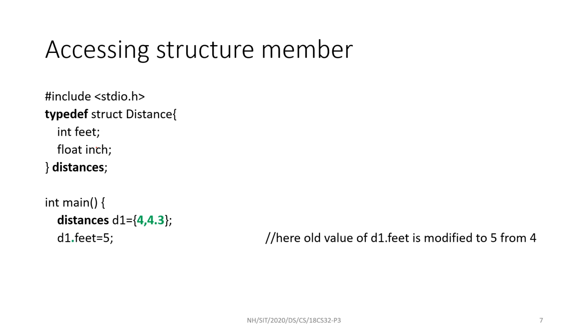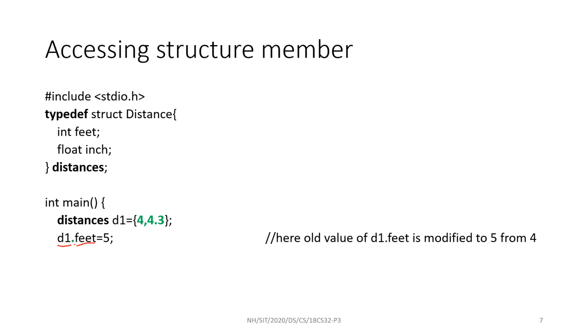Now how to access it? I want to alter the first value, that is feet value. I have to alter it. For that you have to use dot operator. Dot operator is used to access a member. What is the variable name? Here variable name is D1. Which member you want to alter? Feet member I want to alter. The old value, it was 4, now modified to 5.